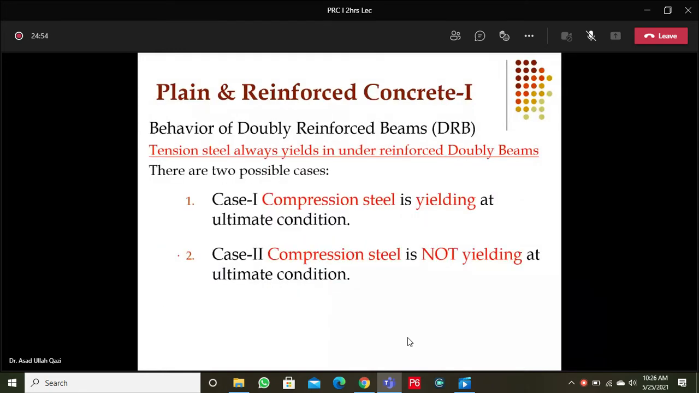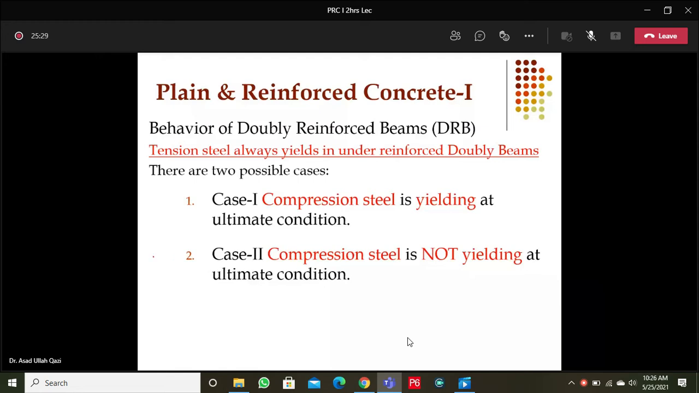Now, we know very well that in singly beams, when they are under reinforced, tension controlled, warning we get by excessive deflection, yielding in the steel bars, distress on the bottom, cracking, sag, and then finally crushing and failure will take place in the beam due to crushing of concrete on the compression side.